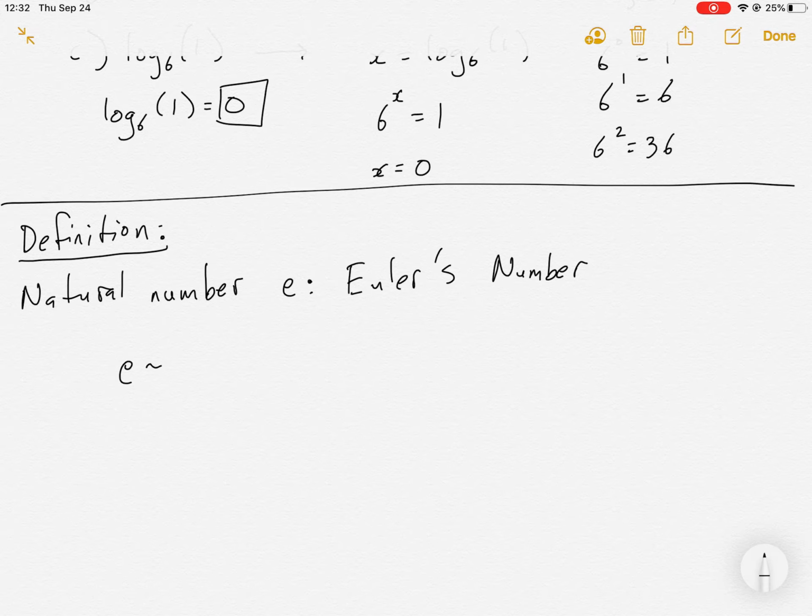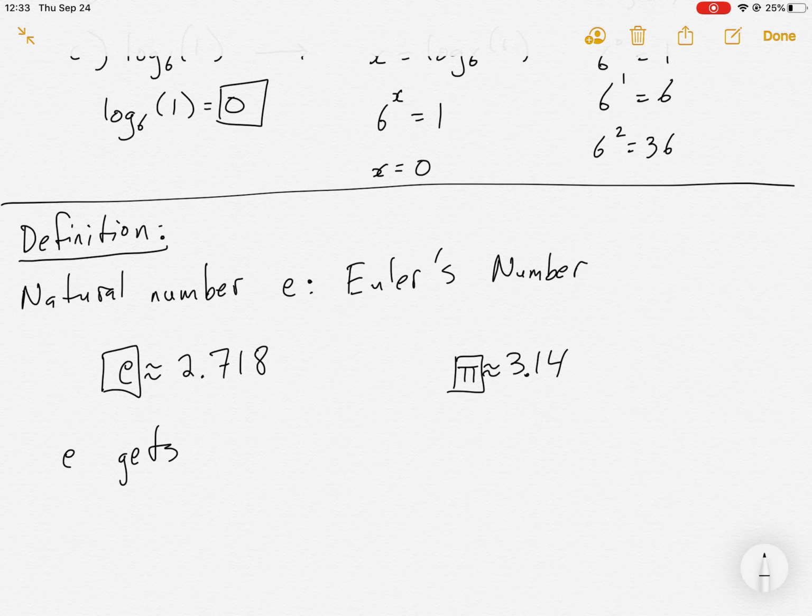e is this number. It's about 2.718, but we never really write 2.718, just like we never write 3.14, well, sometimes we write 3.14, but usually we just write pi. Same thing is true with e. So we'll be using e quite a bit as a base. e gets used as a base in exponential and logarithmic problems.